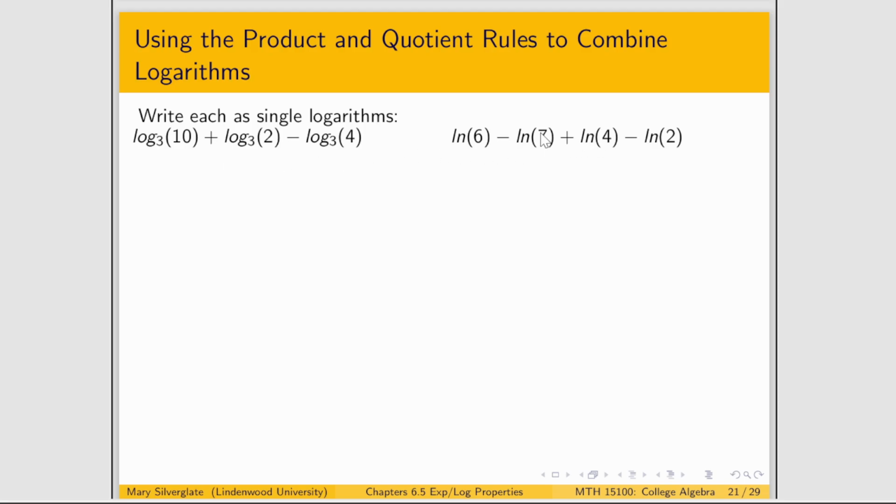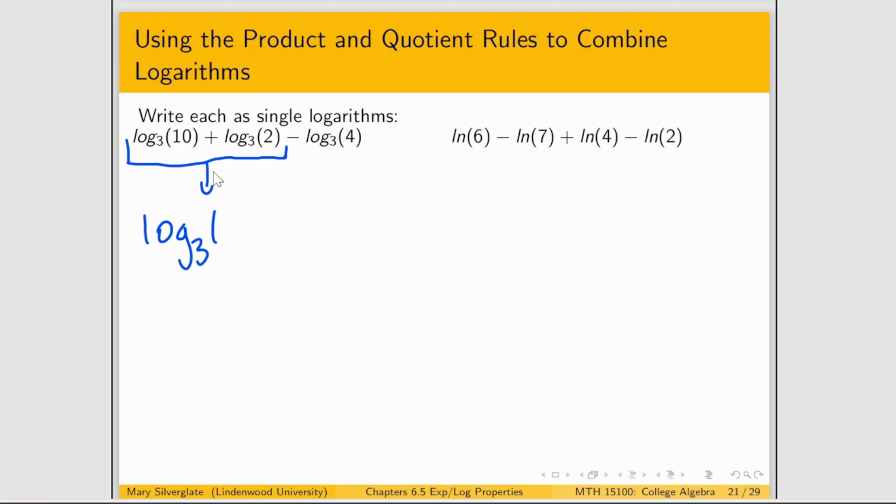So for both of these, are there any power rules that I have to apply? There are not, because there's no numbers chilling outside any of these logs. So we're just going to be dealing with addition becoming multiplication, subtraction becoming division, and we're just going to move left to right in terms of that. So first I'm going to notice here, what does the addition outside the log become again? That becomes multiplication inside the log.